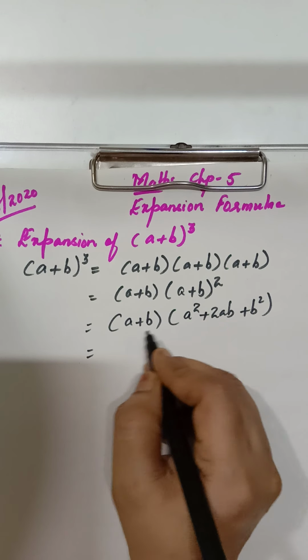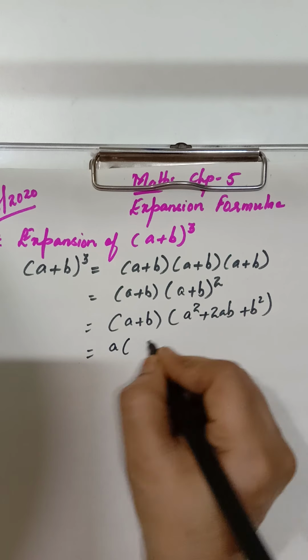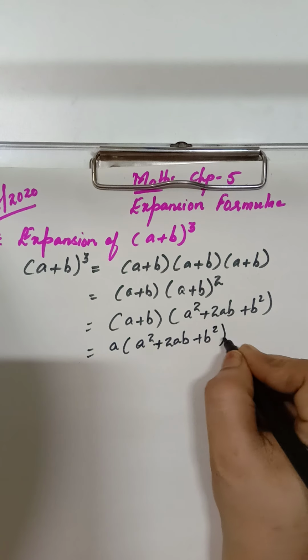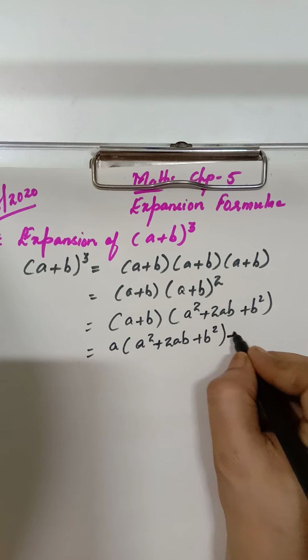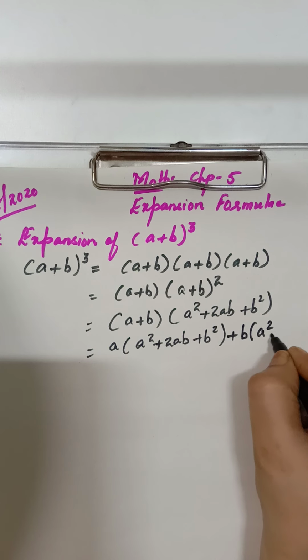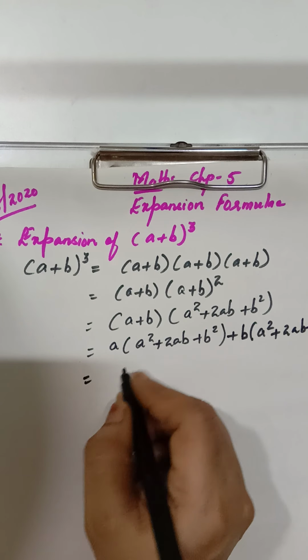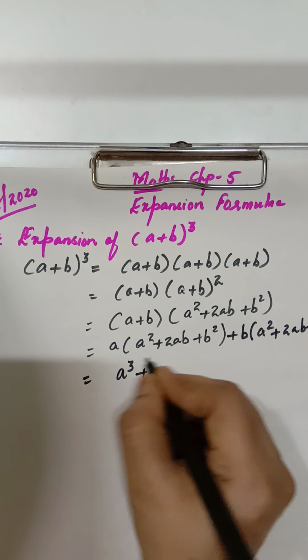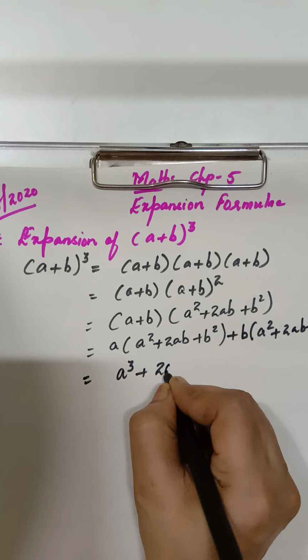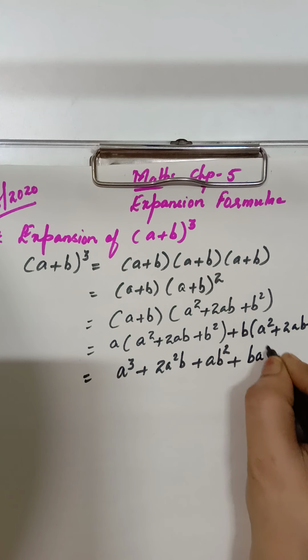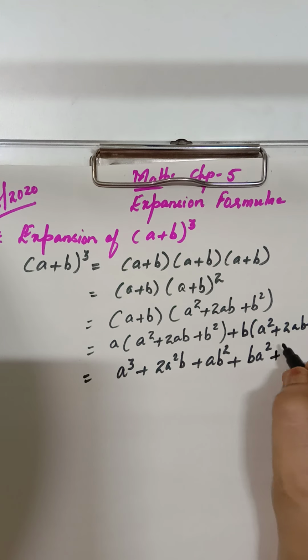Now how to do it? Split the smaller bracket, that means this binomial. So we'll write a into (a² + 2ab + b²). Then plus b, so it will come plus b into (a² + 2ab + b²). So now this is equal to a into a² becomes a³, plus 2 into ab, so it becomes 2a²b, plus ab², plus ba², plus 2ab², okay, plus b³.